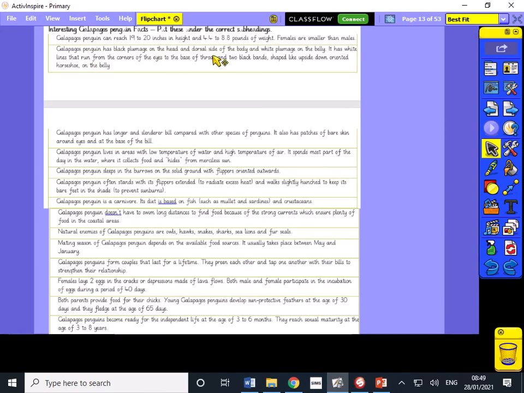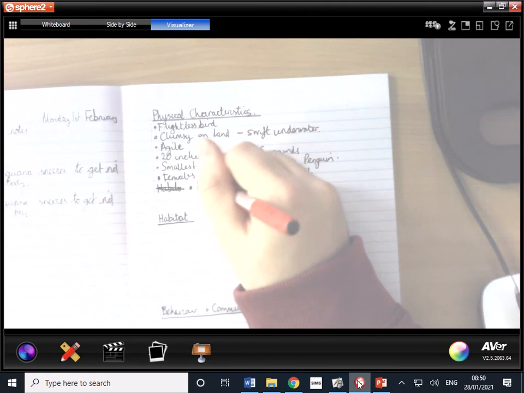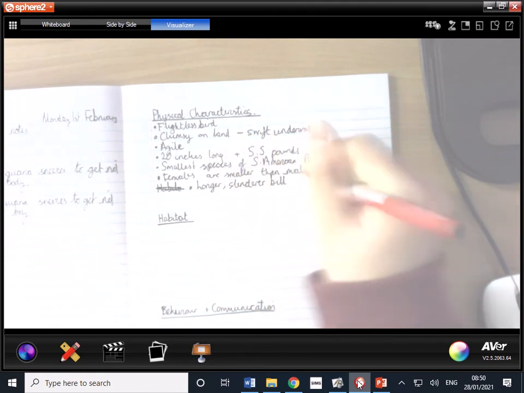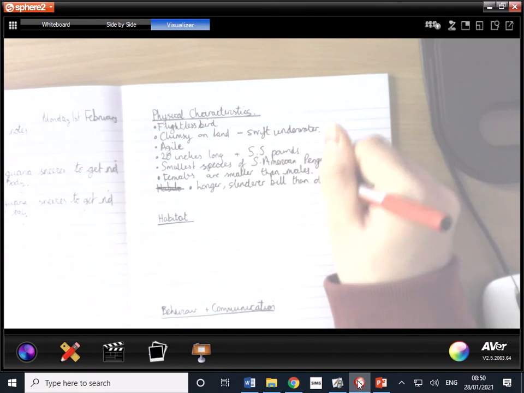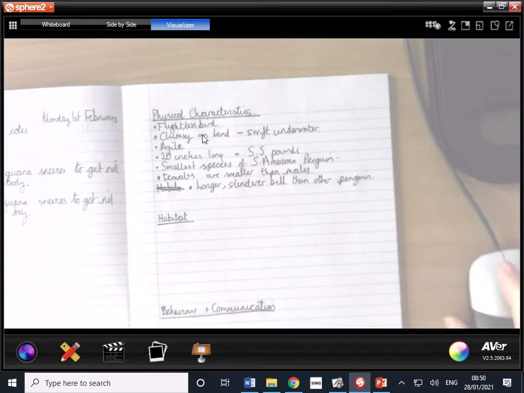Black plumage on the head, on the dorsal side. Ooh, plumage, fancy word for feathers. But we've already written that, or we should have already written that. Longer and slenderer bill compared with other species of penguins. Now, that's an interesting one. So we might write that in physical characteristics there. So longer, comma, slender bill than other penguins. The bill is its beak, but water birds don't have beaks, they're called bills.